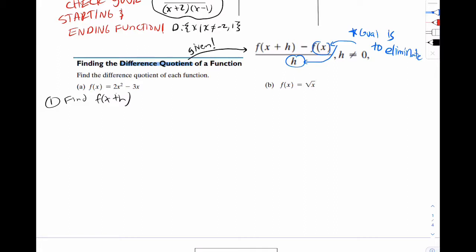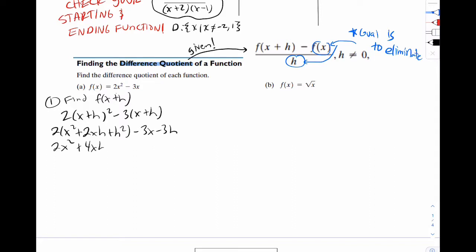Now this is a little bit algebra intensive, so basically we're going to plug in x plus h everywhere we see an x. So 2 times (x plus h) squared minus 3 times (x plus h). We're going to simplify that. That's 2x squared plus 4xh plus 2h squared minus 3x minus 3h. Multiply that in. We have that.